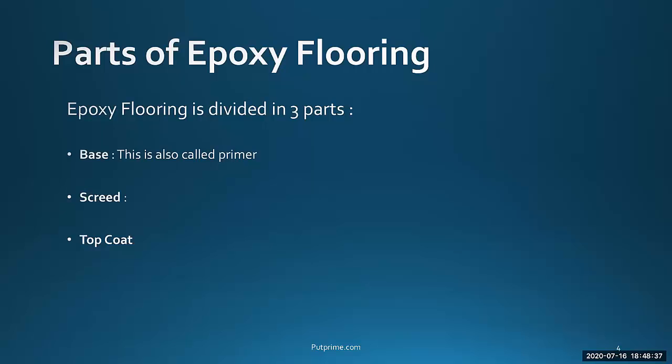Now the second part is screed. Screed is applied after the base to make the surface a little bit smoother. Screed is basically the middle part of this epoxy flooring. Now finally comes the top coat. Top coat is generally applied over the screed to give a very smooth finish to the surface. And it gives a totally seamless, smooth and shiny surface.